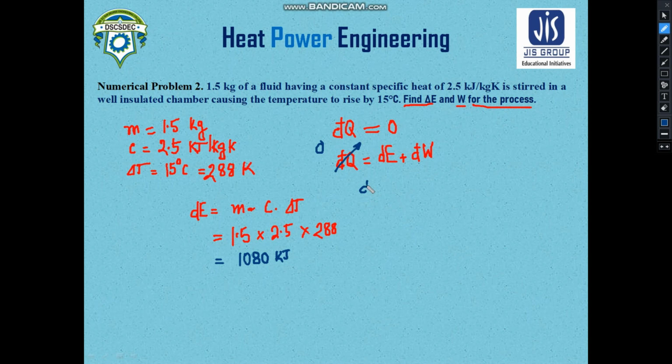Now dQ is 0. That means dW will be equal to minus dE. So dW will be minus 1080 kilojoule. That means 1080 kilojoule of work is done by the surroundings on this system. Okay, so thus we can calculate this problem. This was a very easy problem.